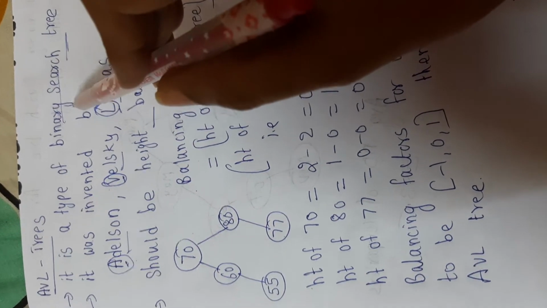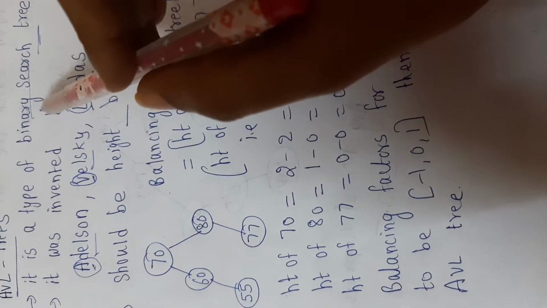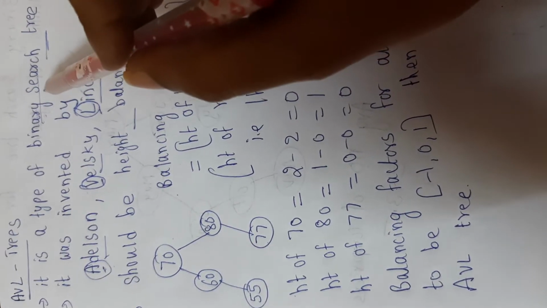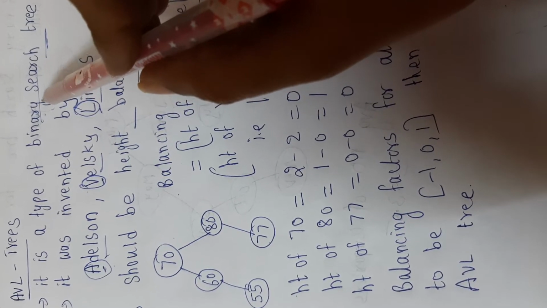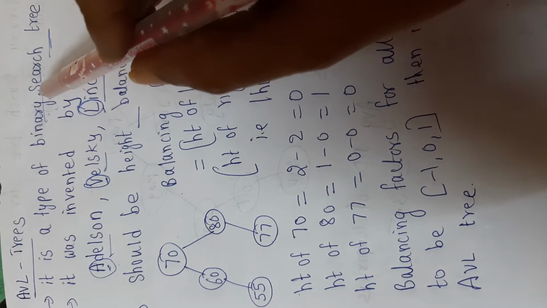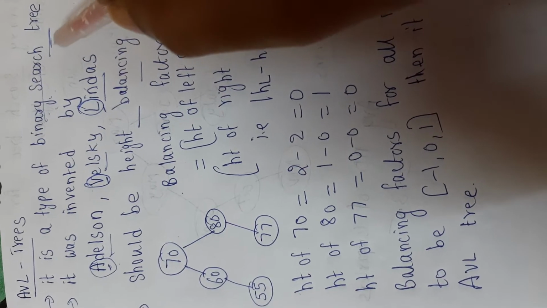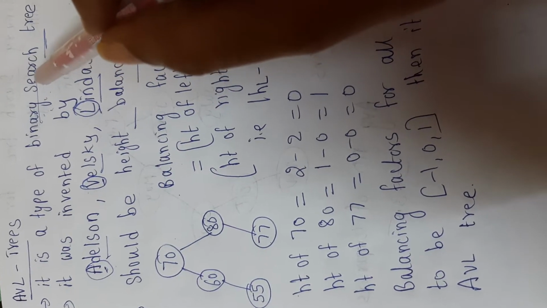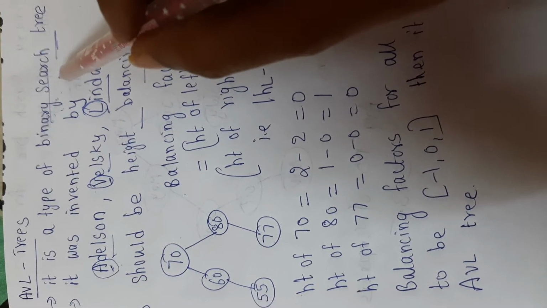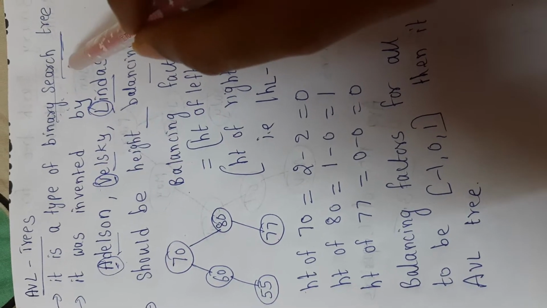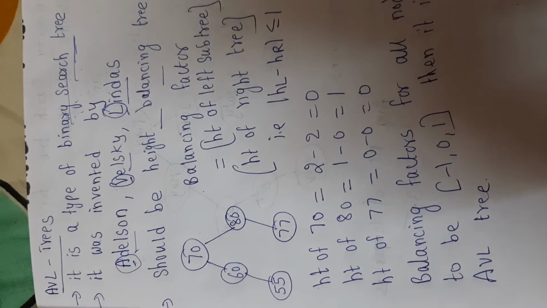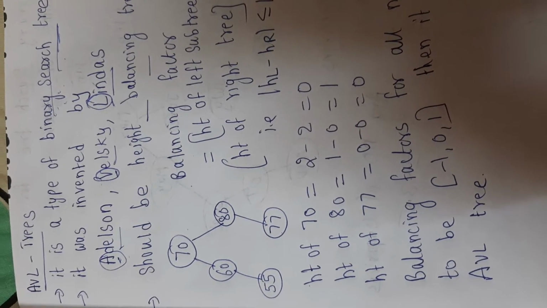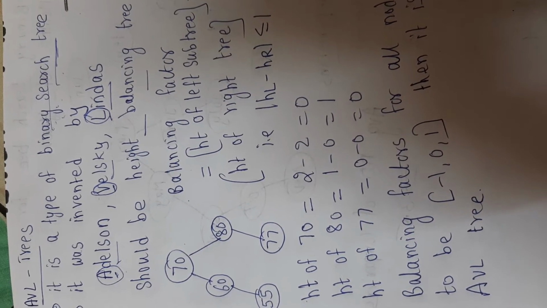Already we know what is meant by a binary search tree. The binary search tree property is, first, it should be a binary tree. The property of a binary tree is at most two children. At most two children means a particular node can have 0, 1 or 2 children. And coming to a binary search tree, the left node value will be less than the root node and the right node value will be greater than the root node.